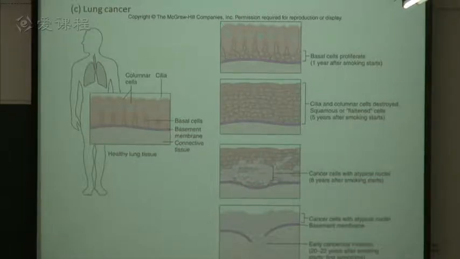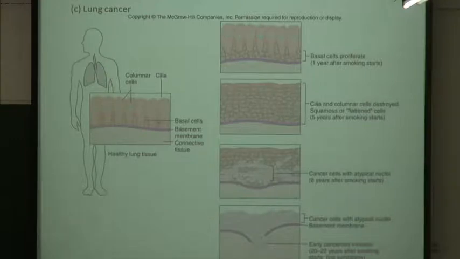They start to proliferate. And then in 8 years, you will see more cancer cells with abnormal nuclei. And then these cancer cells will finally invade the basal layer and the connective tissue, forming an invasive malignant tumor, and the whole process normally takes about 20 years.